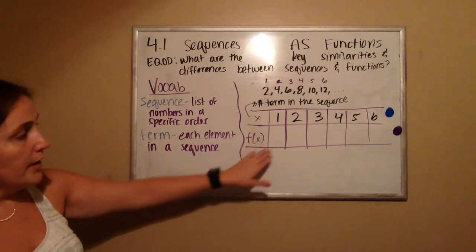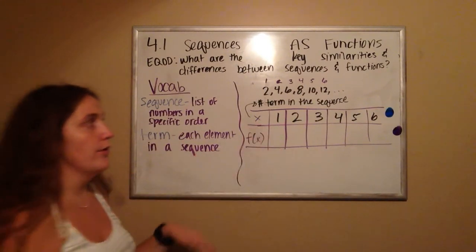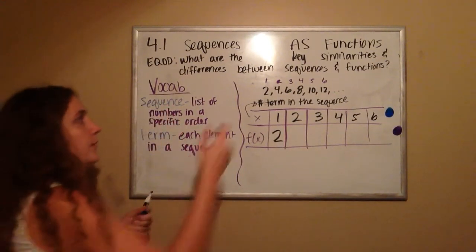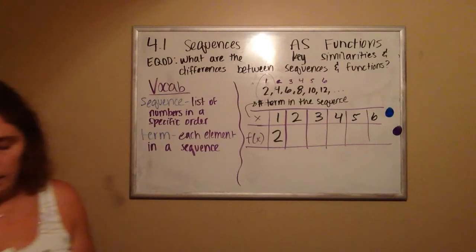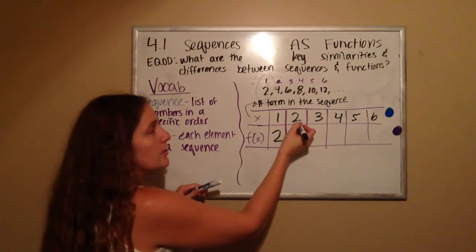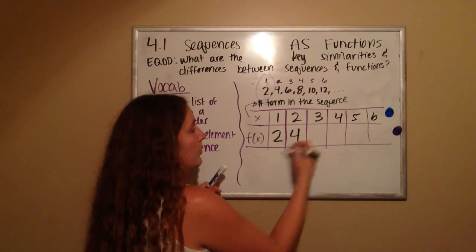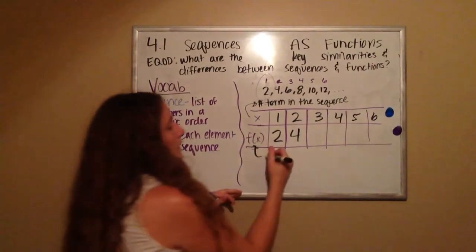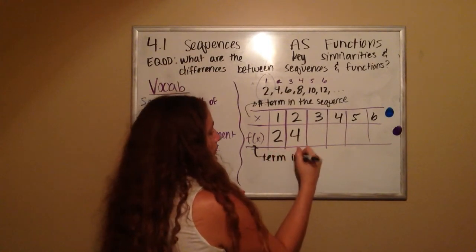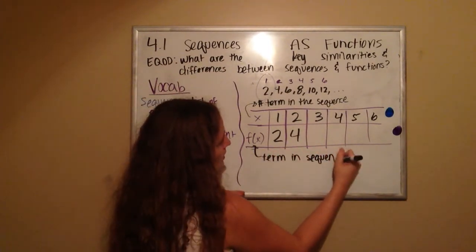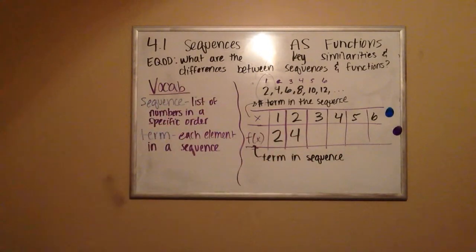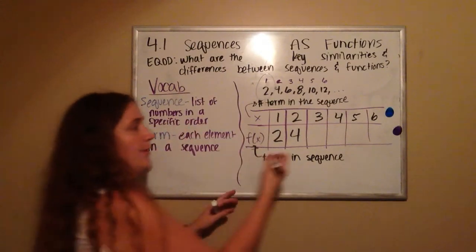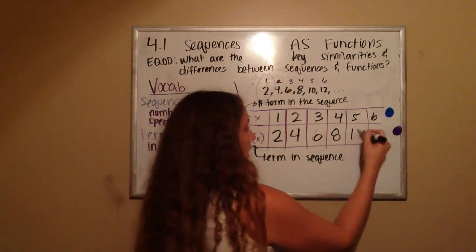Okay, and our output, or our f of x, for this first term is 2, because 2 is our first term from our sequence. For our second term, our output, or our value in the sequence, our term, is 4. And we can continue this on and fill in the chart forever if we wanted, but this gives us a general idea of the pattern. So 6, 8, 10, 12.